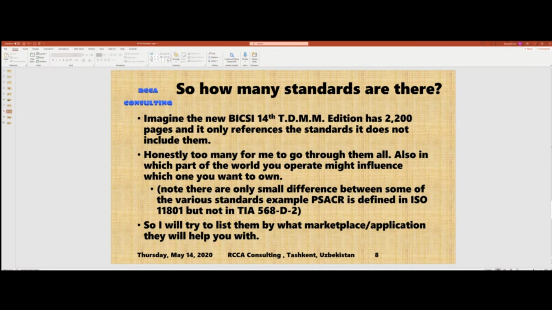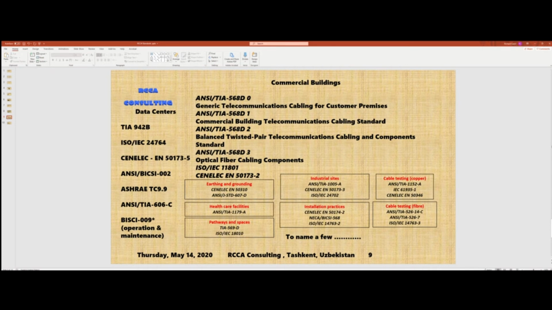So let's take a look really per marketplace. We can take a look. Data centers are big. So completely on the left-hand side, you'll see that you have TIA 942-B, 24764, CENELEC 50173-5, BICSI 002, ASHRAE, which is more in regards to heating and cooling issues, power, the 606 administration, labeling, administration of the structure itself, the infrastructure. BICSI 009, a new publication, I put it in there because it deals with data centers, but really deals more with the operation and maintenance of data centers.